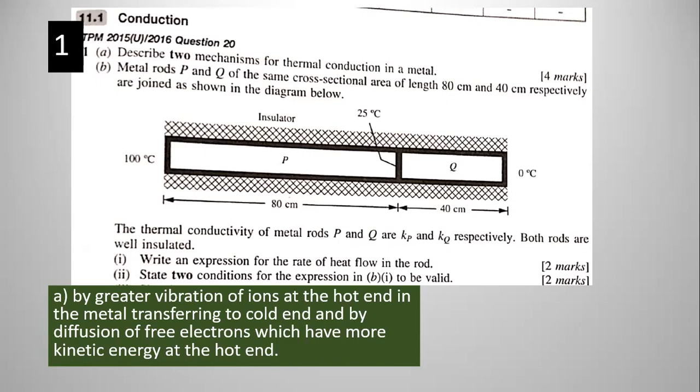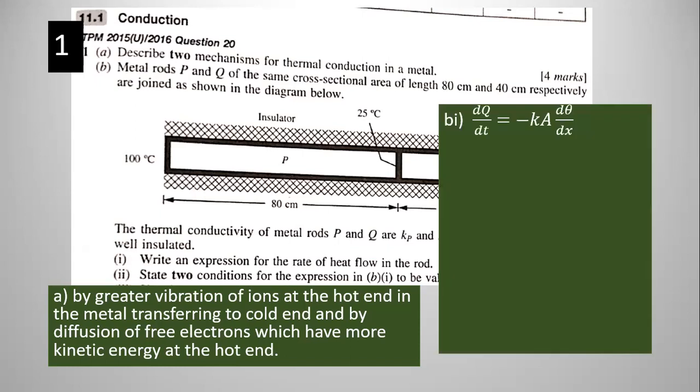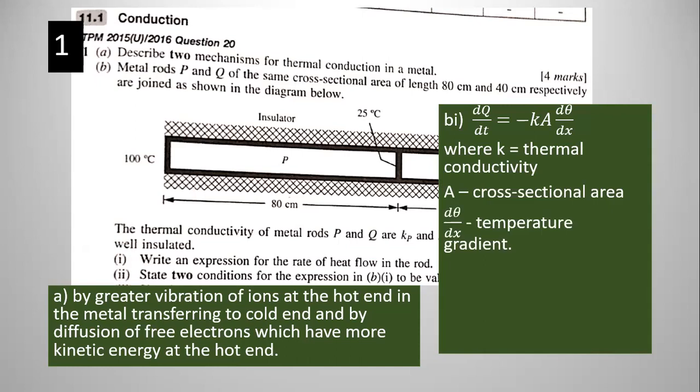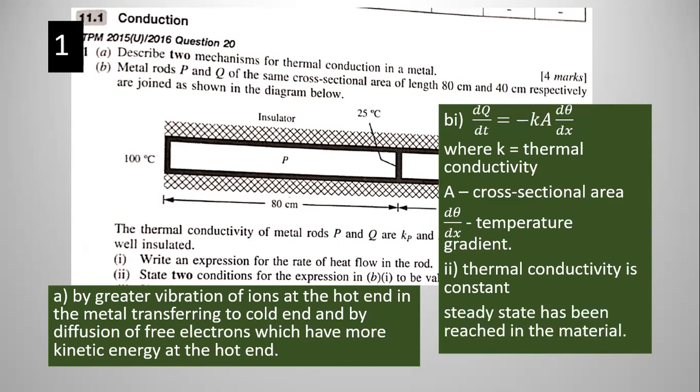Then write down the expression. There's 2 marks there. So you must tell them what each symbol stands for. That's the other mark there. State 2 conditions for the expression to be valid. Thermal conductivity is constant, doesn't depend on temperature. And then steady state has been reached in the material.